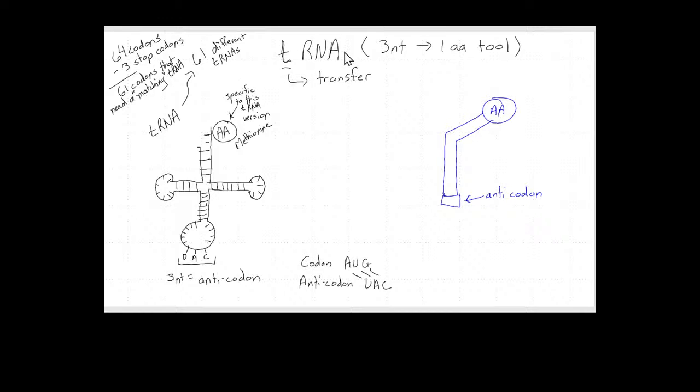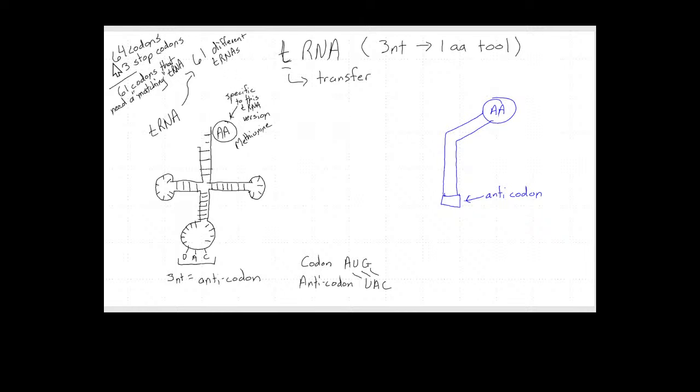The way that tRNAs work is that they have three nucleotides in a particular part of their structure that will read the mRNA, and then at the other end they've got one amino acid, and so it's the tool for reading RNA and attaching the correct amino acid.